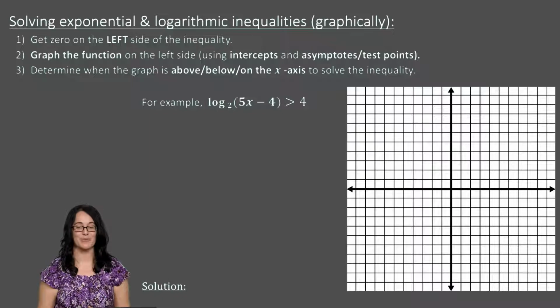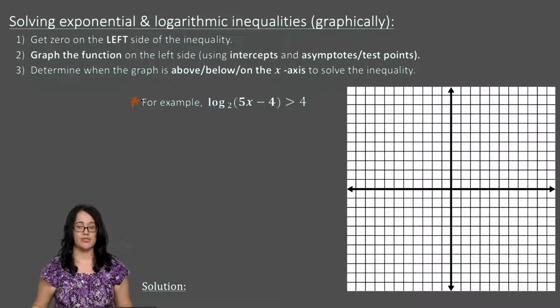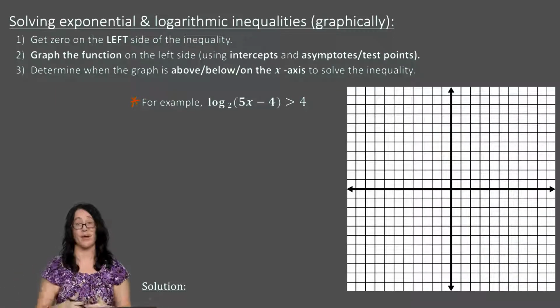So when solving an exponential or a logarithmic inequality, it will look at first like an equation. The only difference will be the inequality symbol. So for example, I have down here log base 2 of 5x minus 4 as your argument, and that whole logarithm is greater than 4. So again, if you were to graph this, what we'd be looking for is when are my outputs bigger than 4? For what inputs are my outputs greater than 4? For what x values are my y values bigger than 4?